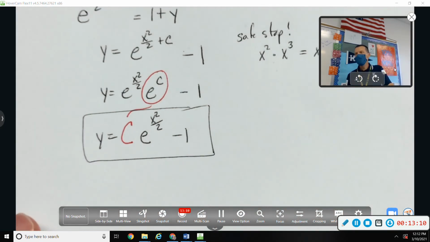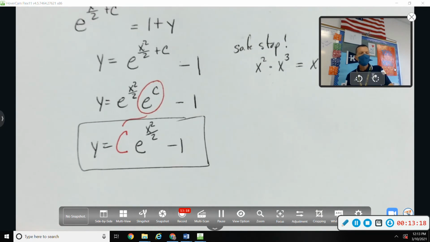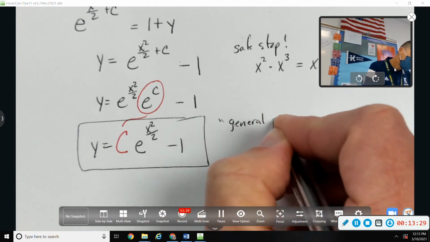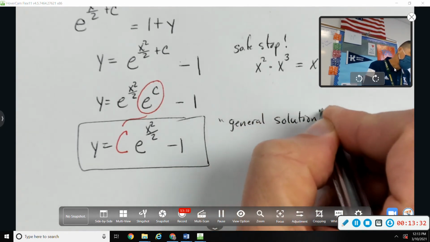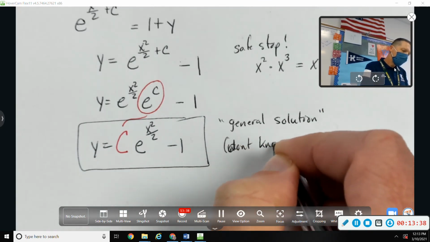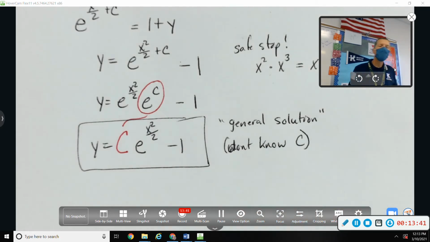So a little bit of algebra gymnastics there to make that happen. So separate the variables, integrate both sides, and then do whatever algebra you need to. By the way, this is called a general solution because we don't know the particulars. We don't know C. Don't know what C looks like. So I can't get any more specific than that. I can't get any more particular than that.